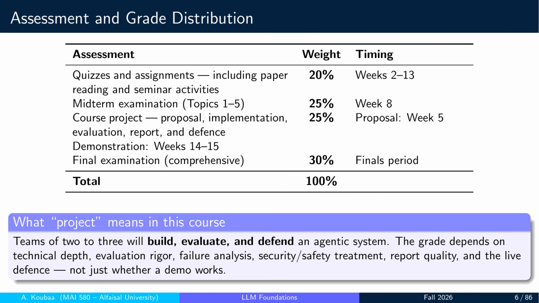Now, read the box at the bottom, because it defines what project means here. You will work in teams of 2 or 3. You will build, evaluate, and defend an agentic system. The grade depends on 6 things: technical depth, evaluation rigor, failure analysis, security and safety treatment, report quality, and the live defense. Now, tell me what is absent from that list of 6.